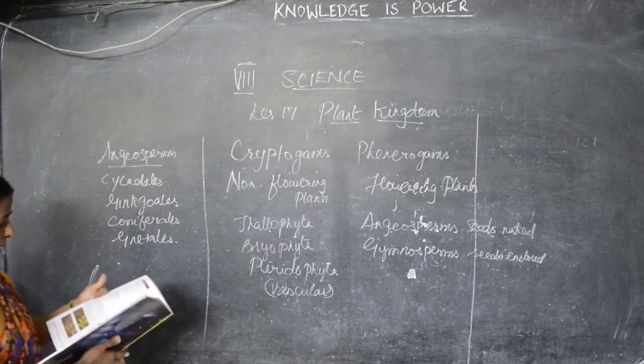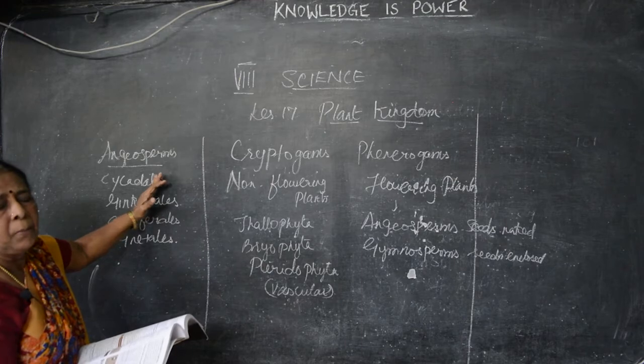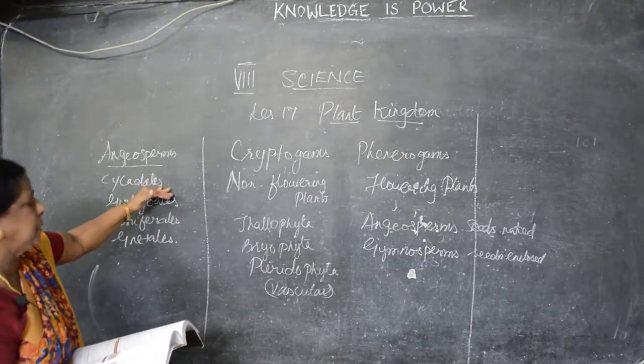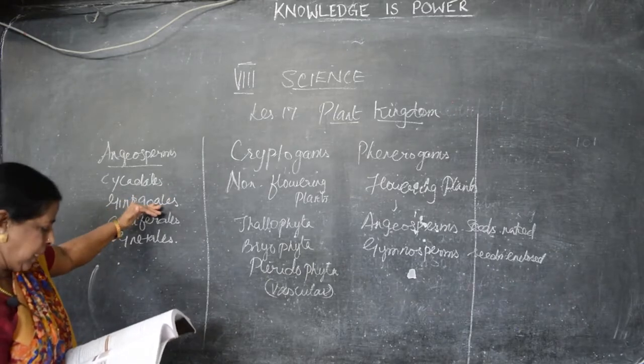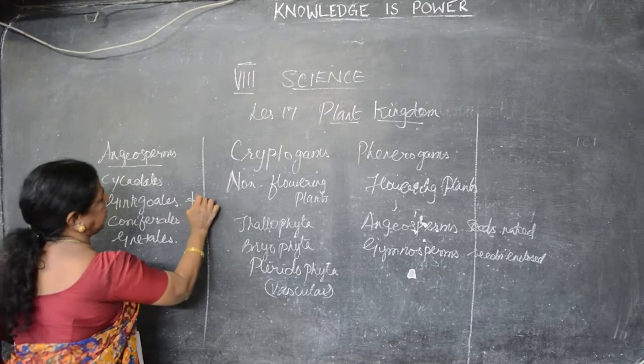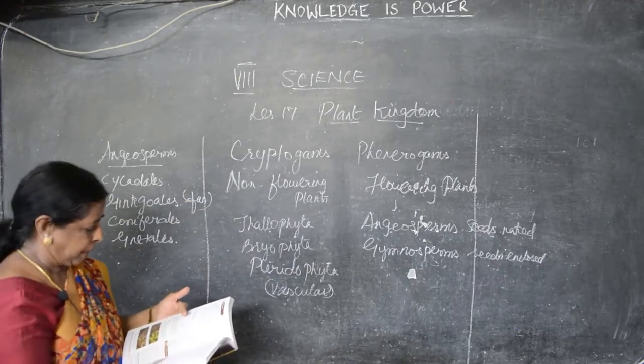First we will see cycadales. What are cycadales? They are palm-like plants. Palm-like plants, palm, you know that panamarum. So like that, cycas and all come under cycadales. Okay. Then ginkgoes, they are fan-shaped leaves. The leaves are fan-shaped.